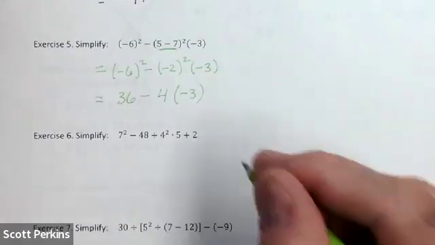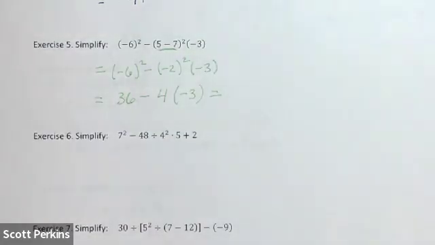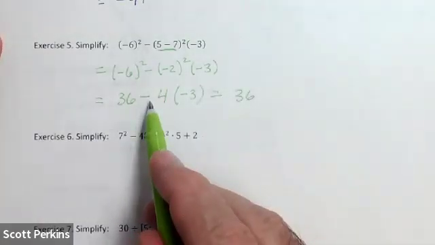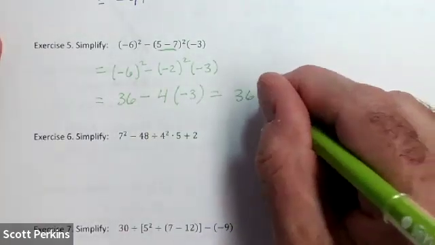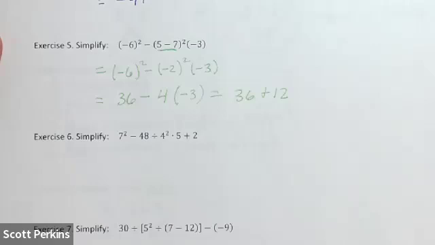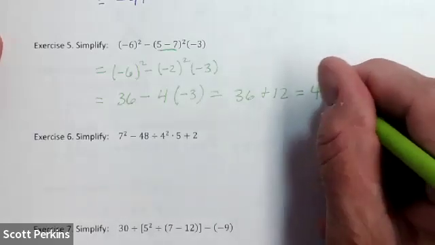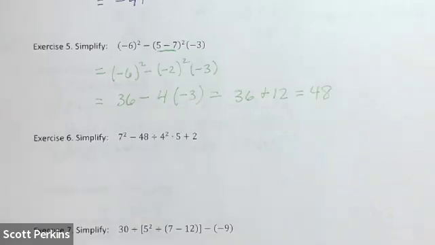All right, so then next, I'm going to go to the next level of order of operations. That's multiplying and dividing. So I have 36, and then I have a -4 times a -3. That is a plus 12. And then 36 plus 12, that is going to give me 48 as my answer.